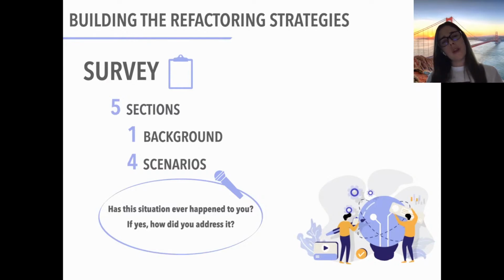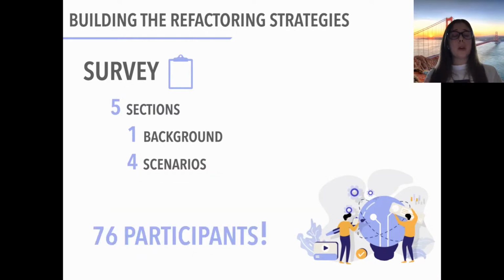With the first question, we wanted to analyze the relevance of community smells. But with the second question, we wanted to extract refactoring strategies. And in particular, starting from the second question, that was an open question, so an open answer, we used grounded theory methods. In total, we received 76 answers.